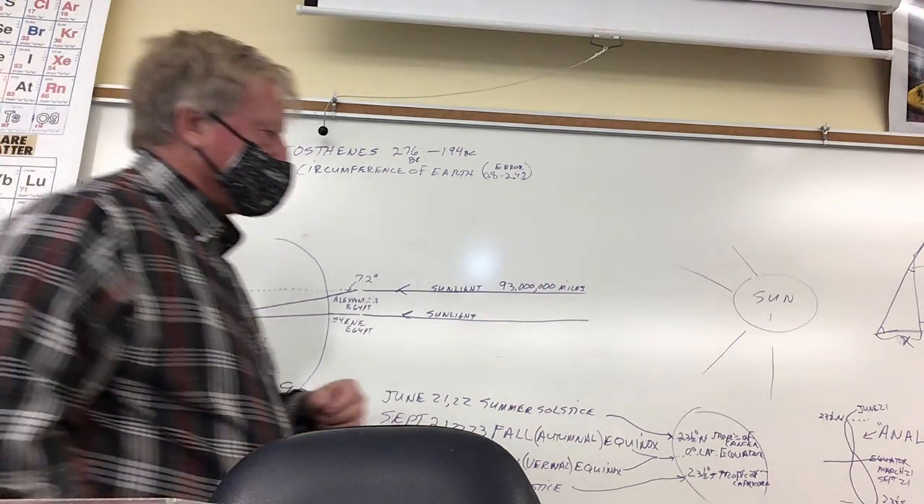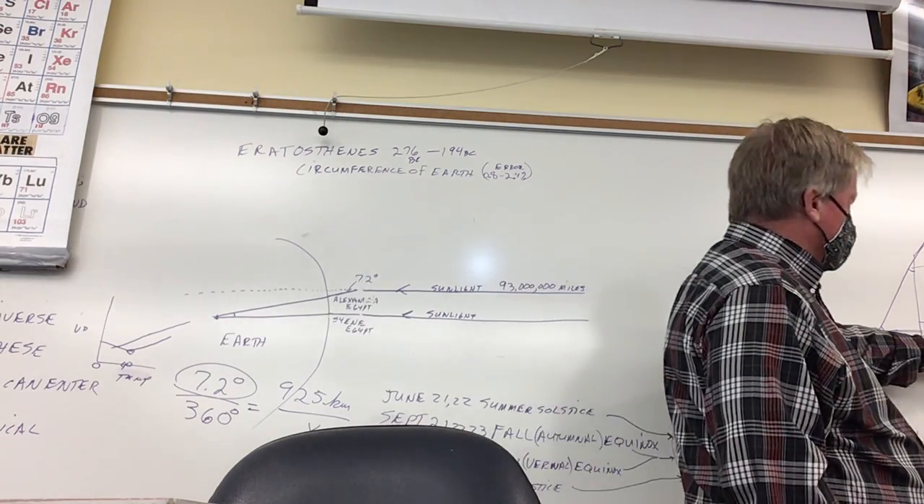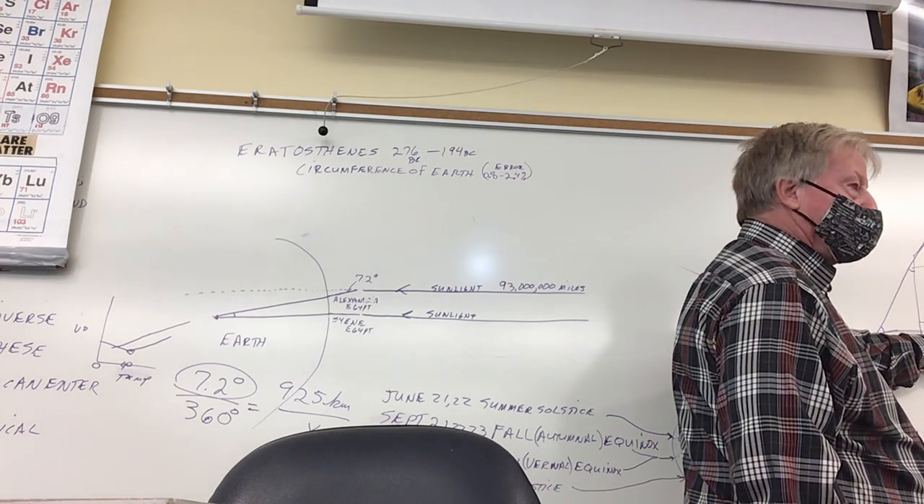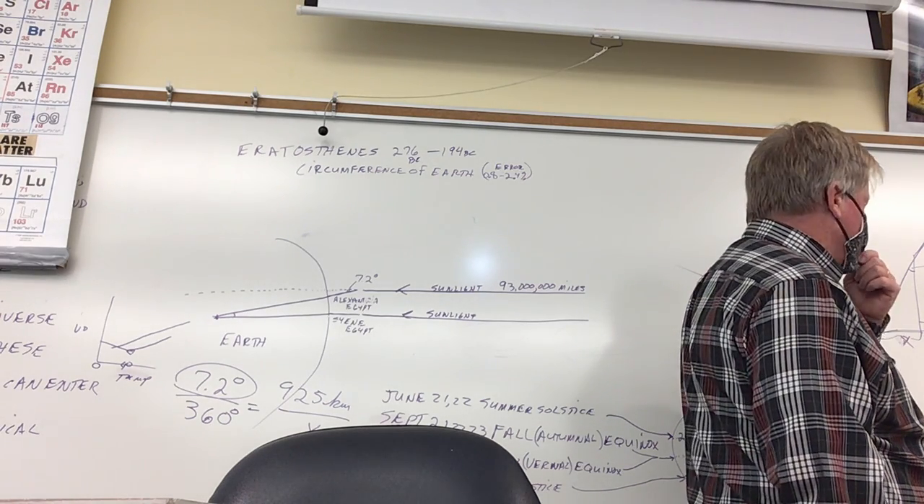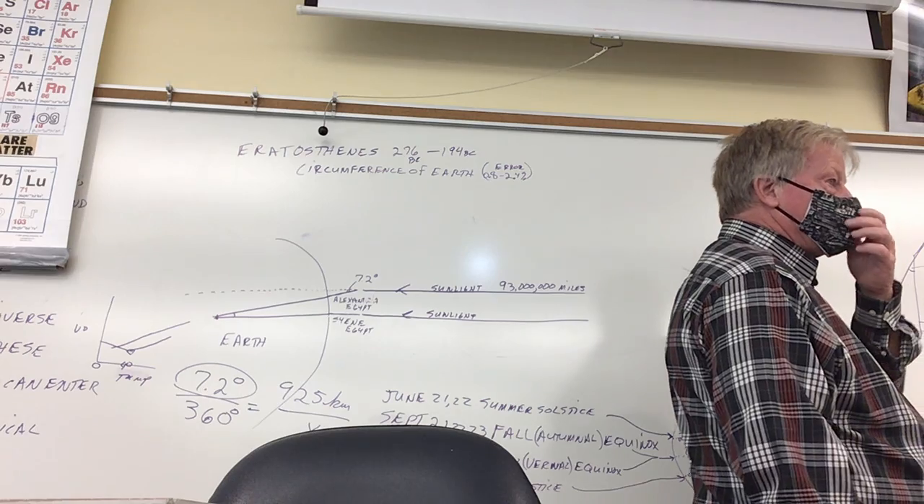If I have a string like here, if I have a shadow here, I got to put a little card up here or something. How do I measure the angle? How can I measure the angle?